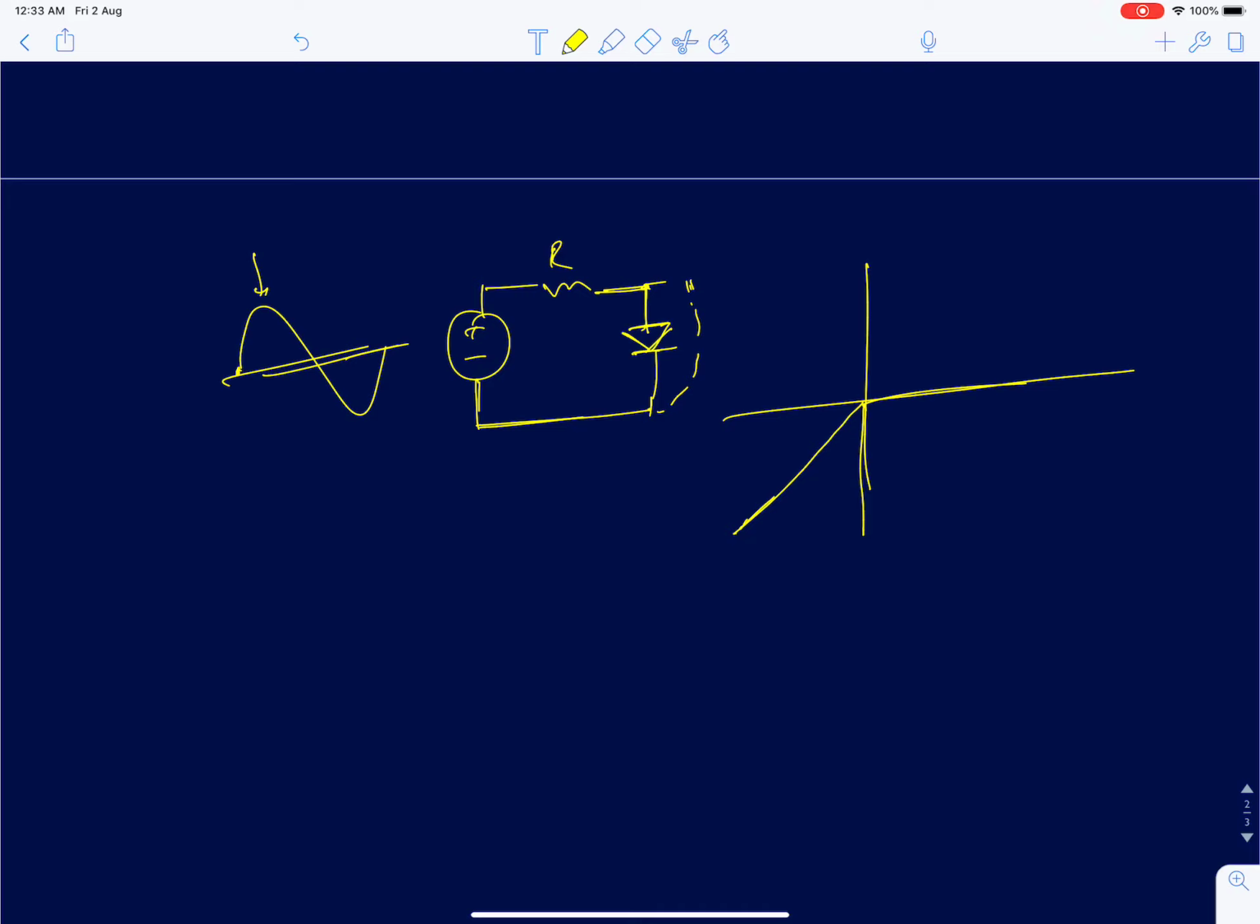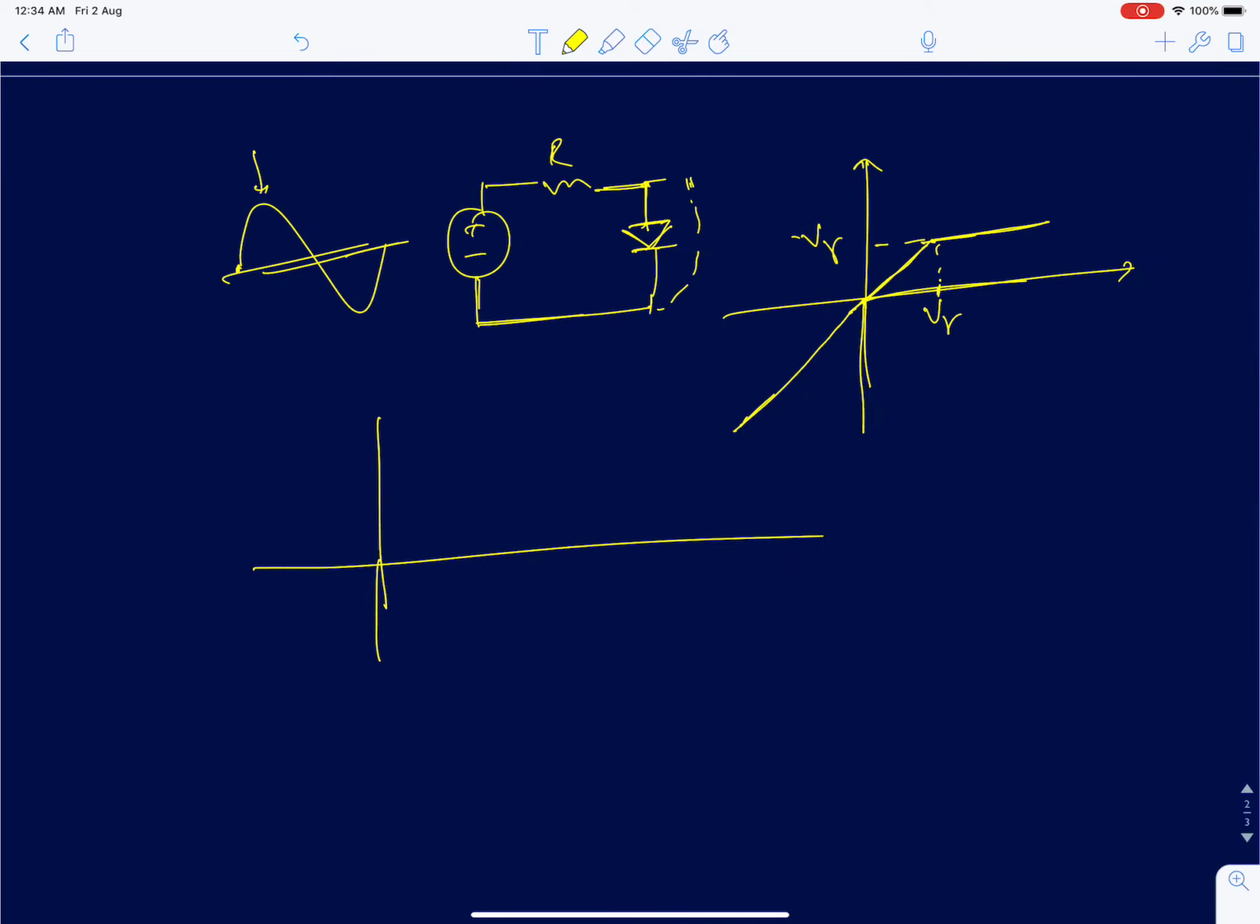But in reality, in the presence of a finite V gamma, the characteristics is going to be something like this. It will follow the input until V input reaches V gamma, and after that it's going to saturate to a value of V gamma. When you feed a sine wave to this system, you are going to get a clipped waveform. It was called a clipper, where the negative cycle is fully passed but the positive cycle is clipped.